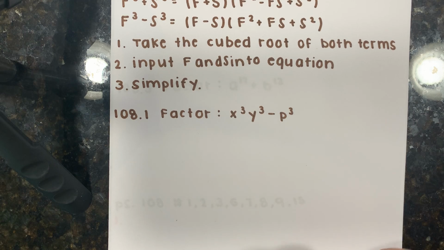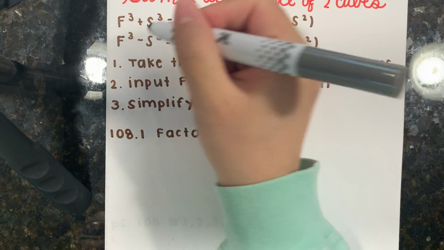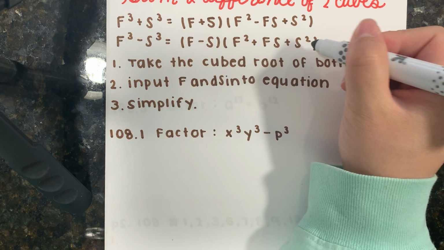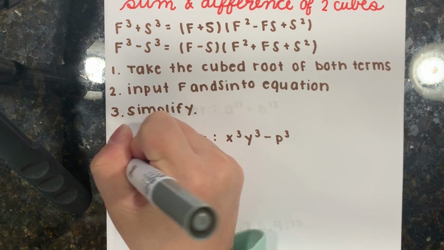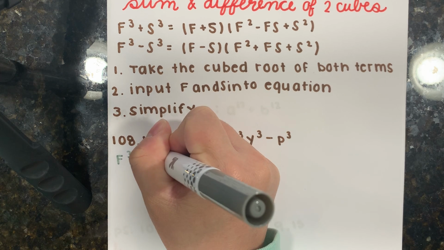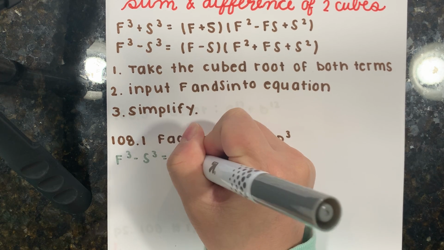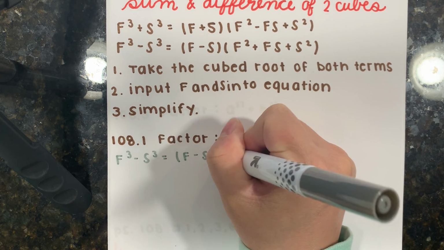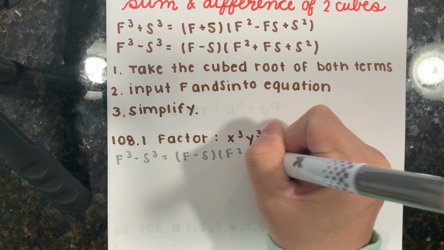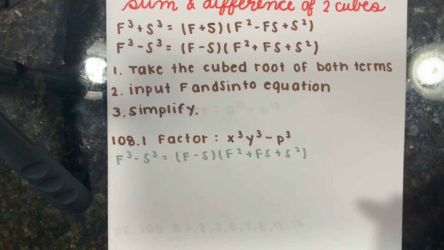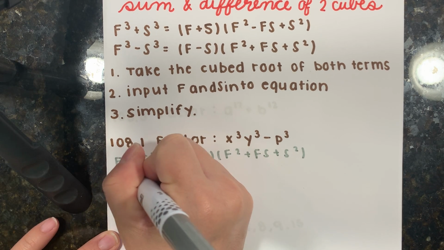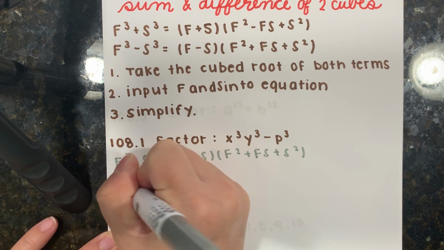We're asked to factor. The first step, I am going to look at this equation. This is the equation that it's going to look like. So I have my first term cubed minus my second term cubed equals f minus s times f squared plus fs plus s squared. What we're going to do first is take the cubed root of each of those terms.